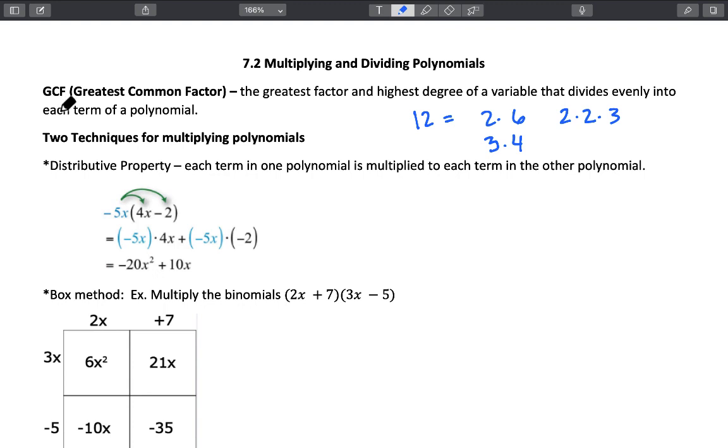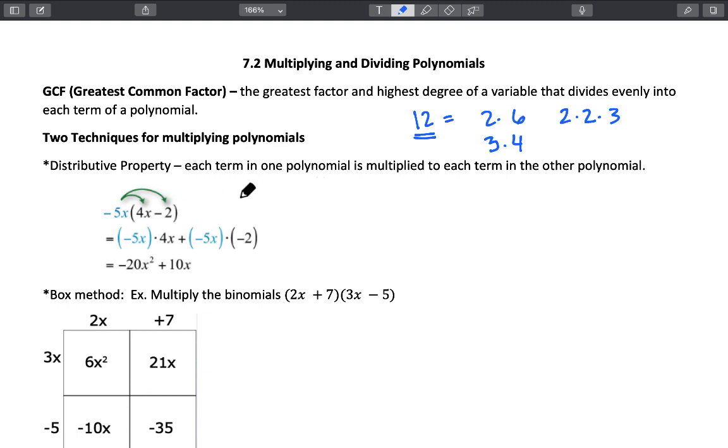First of all is this thing called the GCF, or the greatest common factor. Remember, factors are two or more numbers that you would multiply together in order to get a product. For example, factors of 12 would be like 2 times 6 or 3 times 4. Or you could factor it all the way down to 2 times 2 times 3. Those would be the factors of 12. And we're going to use that today when we're talking about dividing polynomials.